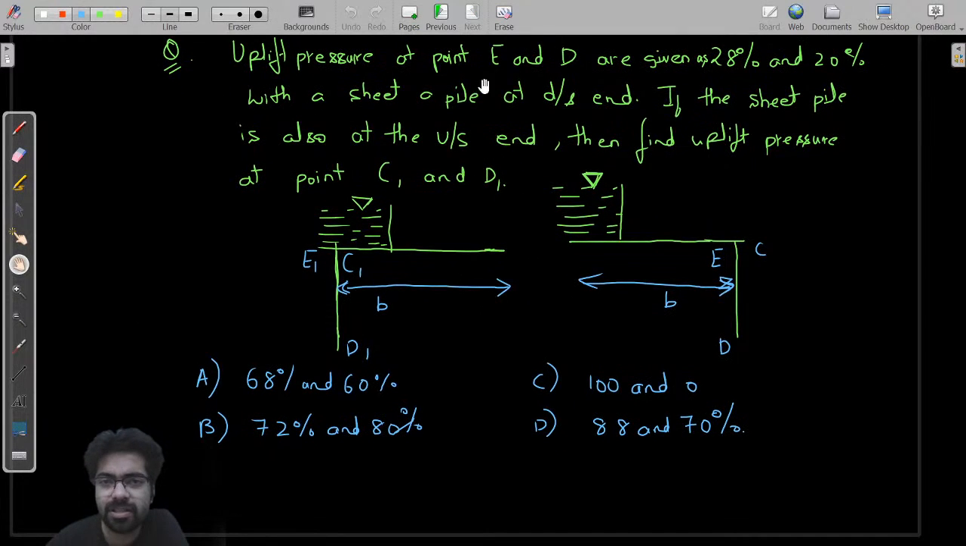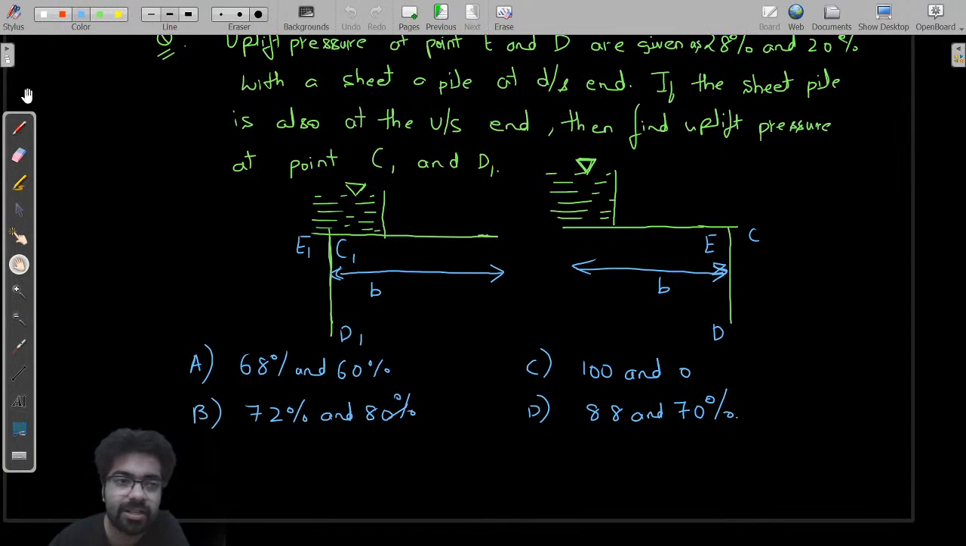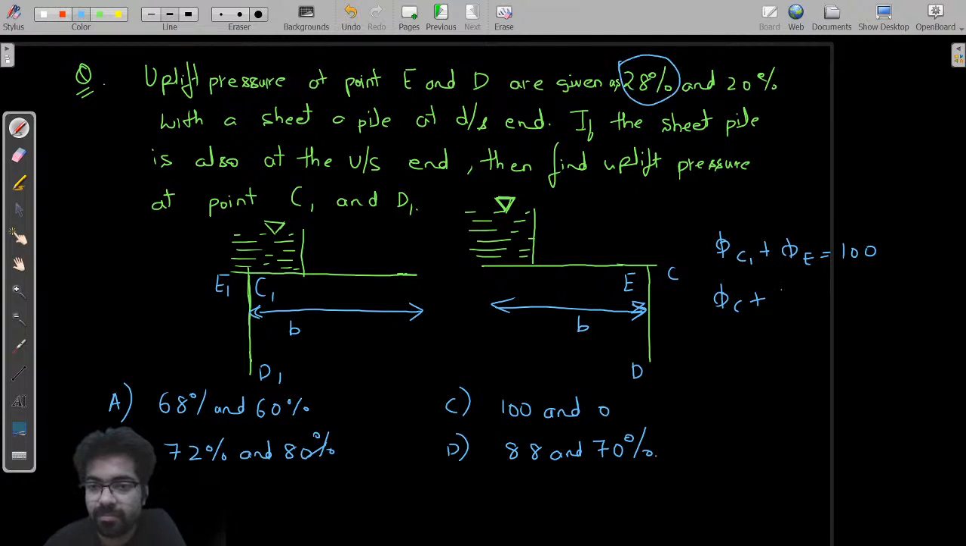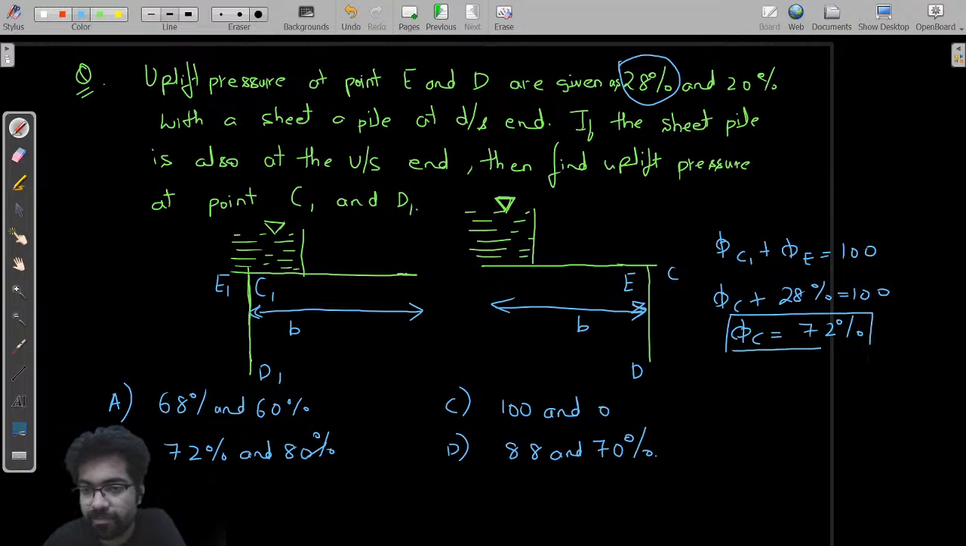So it is very simple. At E it is given as 28%. E plus C1 is equal to 100, and E is given as 28%. Then obviously phi C1 is equal to 72%. You are right. Very good. Everyone is correct.